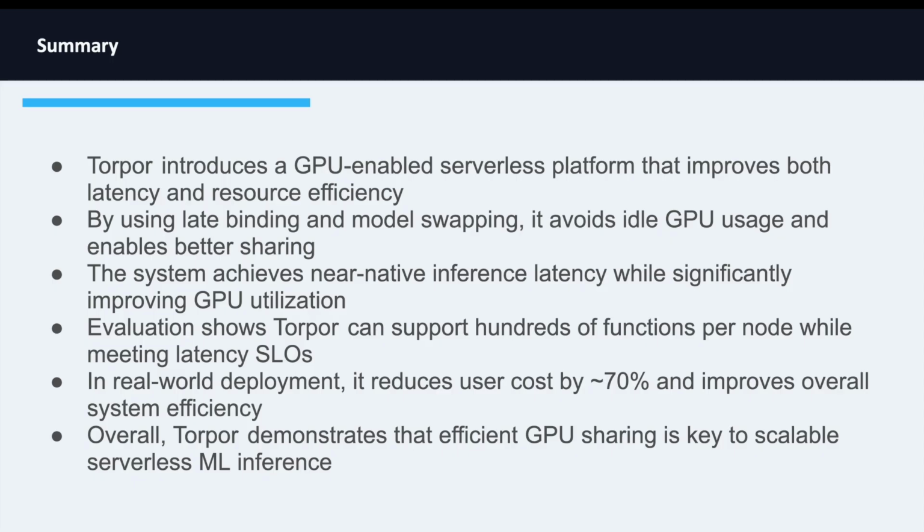By using late binding and model swapping, Torpor keeps idle models in cheap host memory and only uses GPU resources when requests actually arrive. The result is near native inference latency, much better GPU utilization, support for hundreds of functions per node, and about 70% lower cost in real world deployment.